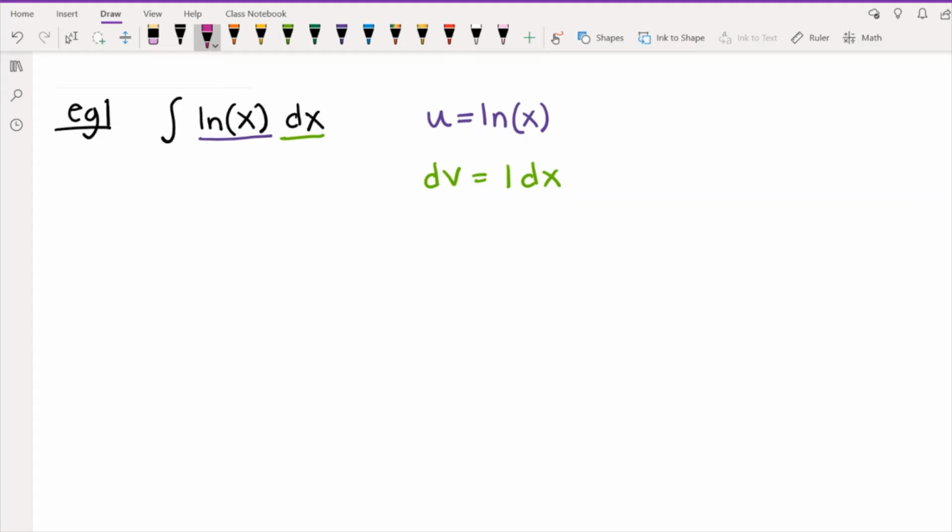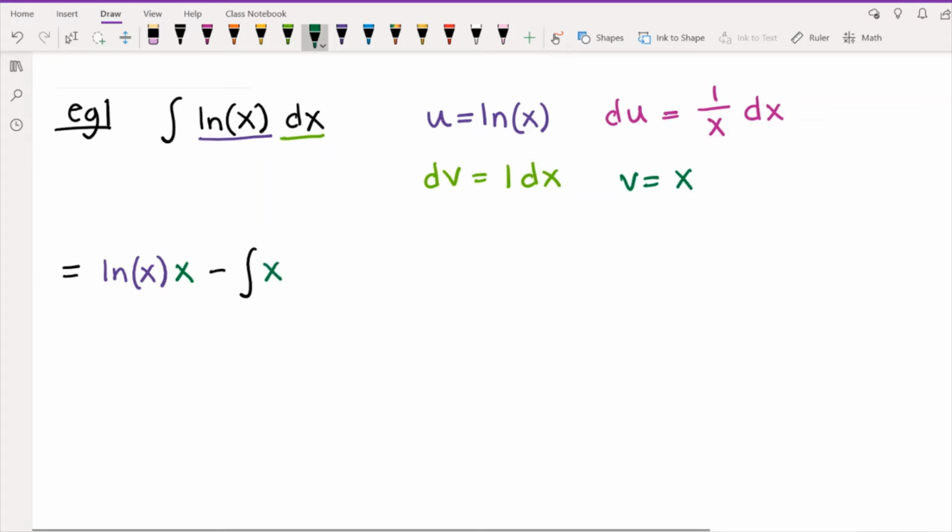Okay, so what does that make du? Well, du is going to be the derivative of ln of x, so that's 1 over x dx. And then here to find v, we have to take the antiderivative of 1. And so the antiderivative of 1 is just x. So let's see what that gives us when we put it together. So we end up with u times v, so that is ln of x times x, minus the integral of v du. So that's going to be x times 1 over x dx.